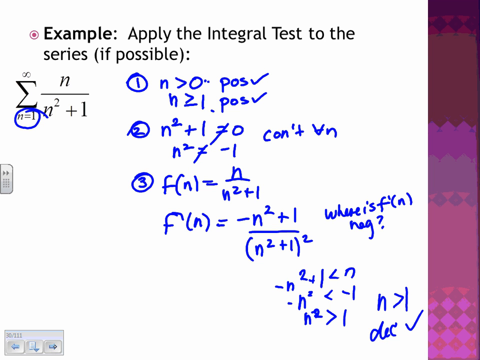So we've shown the 3 conditions, so what do we get to do? Integrate. So let's set up our integral. We're going to go from 1 to infinity of n over n squared plus 1 dn.